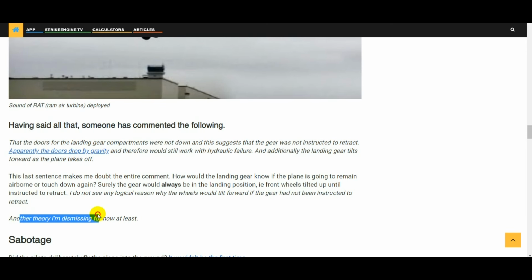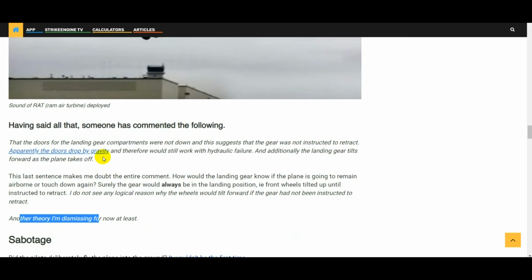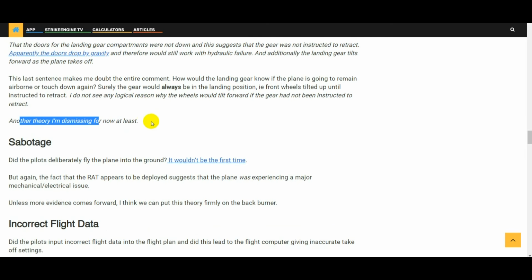So at the moment, this is another theory I'm dismissing, that the pilots didn't pull up the landing gear. And even if they had the landing gear down, I still think there should have been enough power for the plane to take off under normal circumstances.